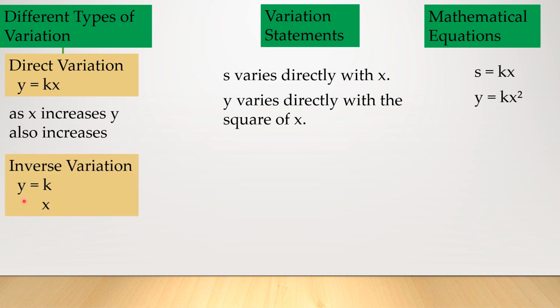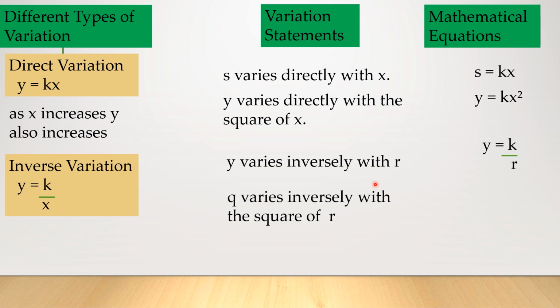Now, for inverse variation, that is y is equal to k over x. So, take note of this. It also involves two quantities here, y and x. The constant of variation should be in the numerator, and the independent variable should be in the denominator. So, let's have variation statements. y varies inversely with r means y is equal to k over r. Another one: q varies inversely with the square of r, and that is q is equal to k over r squared.